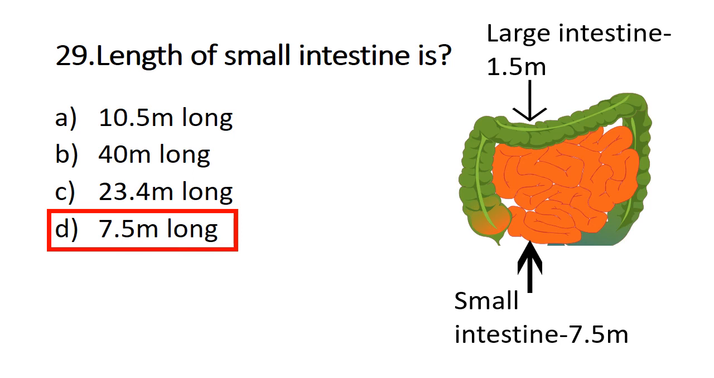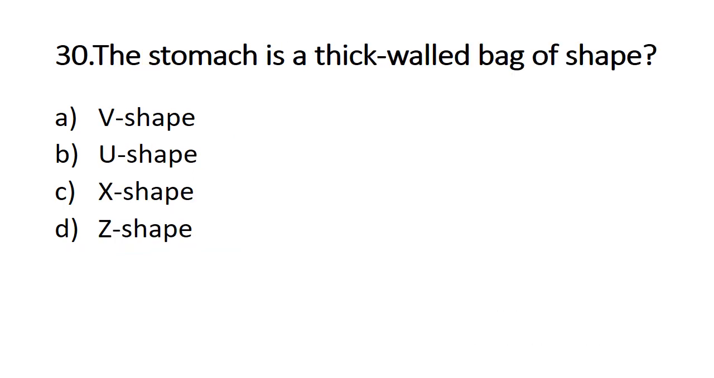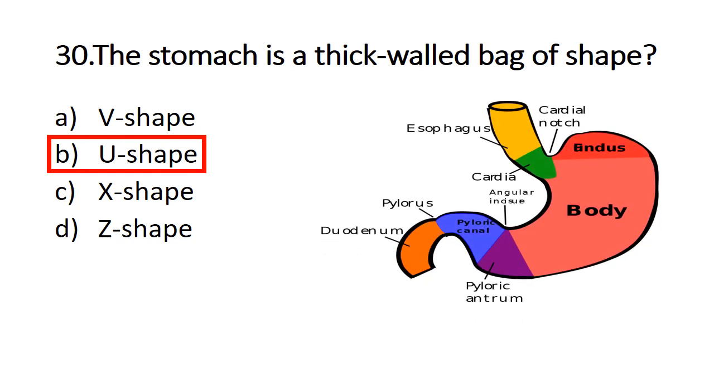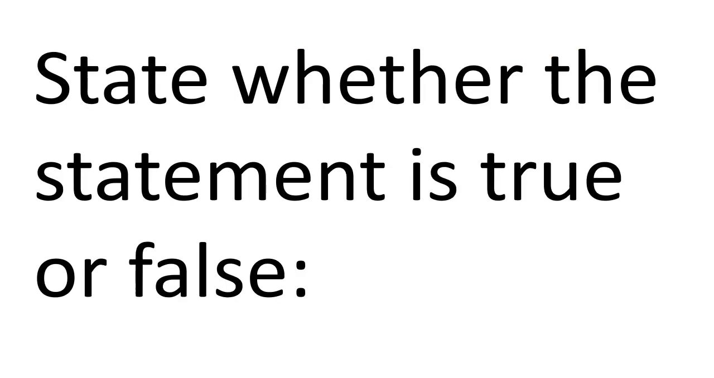Let's move on to the last question, that is the 30th question. The stomach is a thick-walled bag of shape: A. V shape, B. U shape, C. X shape, or D. Z shape. So the correct answer is option B, U shape. As you can see in this picture, the stomach is in the U shape. So let's see the next thing.